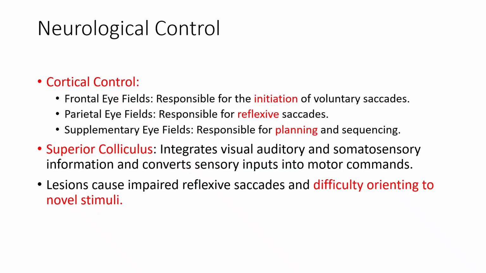Neurological control, cortical control. Frontal eye fields are responsible for initiation of voluntary saccades, parietal eye fields responsible for reflexive saccades, supplementary eye fields responsible for planning and sequencing. Superior colliculus integrates visual, auditory and somatosensory information and converts sensory input into motor commands. Lesion causes impaired reflexive saccades and difficulty in orienting to the new stimulus.